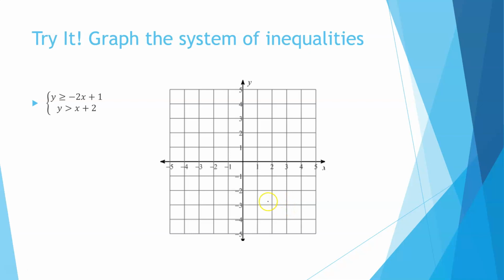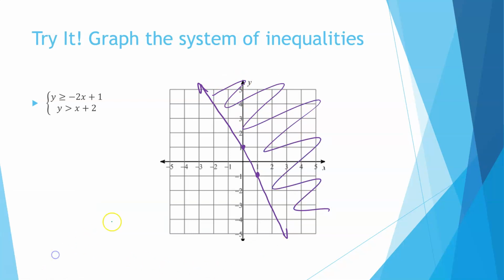All right, so when I did this, the first one, I had a y-intercept of 1. I went down 2 over 1. It was solid because it was greater than or equal to. And when I tested the point 0, 0, I got no, it doesn't work, so I shaded away.